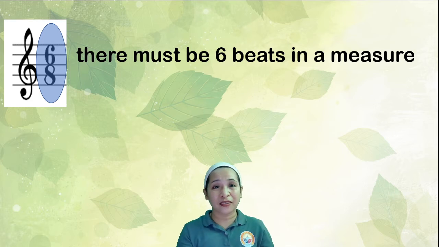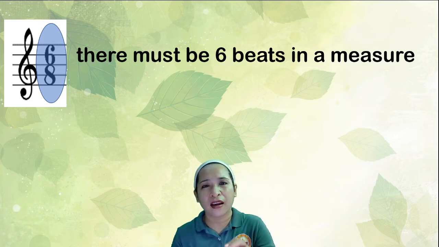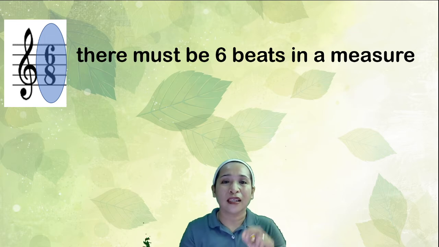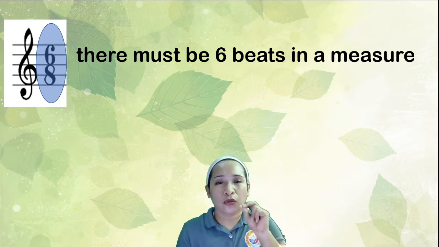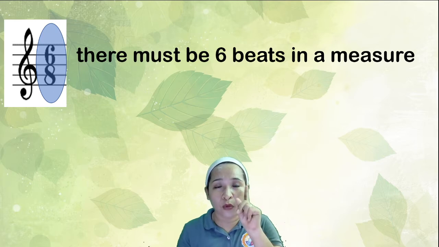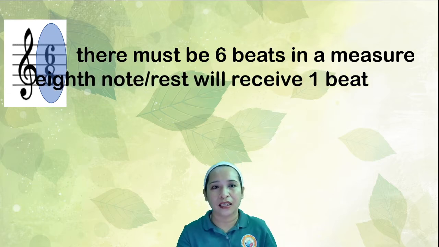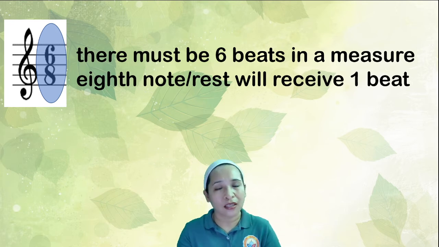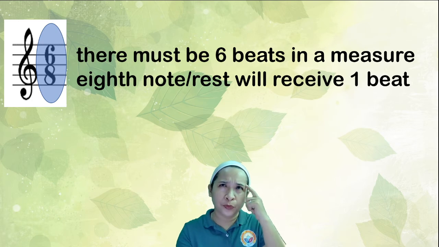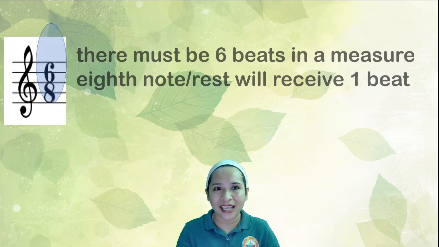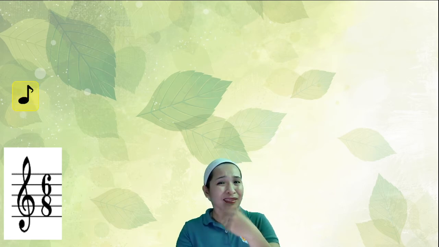But take a look this time. That's number 8. The 8 there doesn't mean a quarter note, but it means an eighth note. So an eighth note this time is equal to 1. So that's it. An eighth note or eighth rest will receive 1 beat. So let's break it down. In the 6/8 time signature, where the lower number is 8, it means an eighth note is equal to 1.